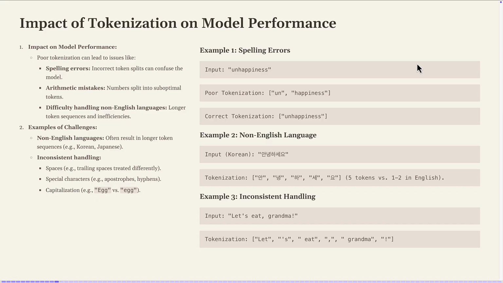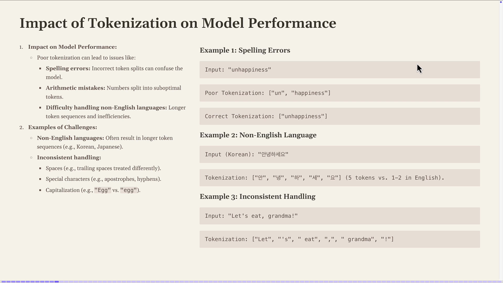Arithmetic mistakes: numbers split into suboptimal tokens. When you do arithmetic, you can use any number with any number, and sometimes a number contains only 1 digit, 2 digits, or 3 digits. So the question is, what is the best and most efficient way? Should I consider them as different digits, or should I group them into clustered digits? This is what the tokenizer will be able to manipulate.